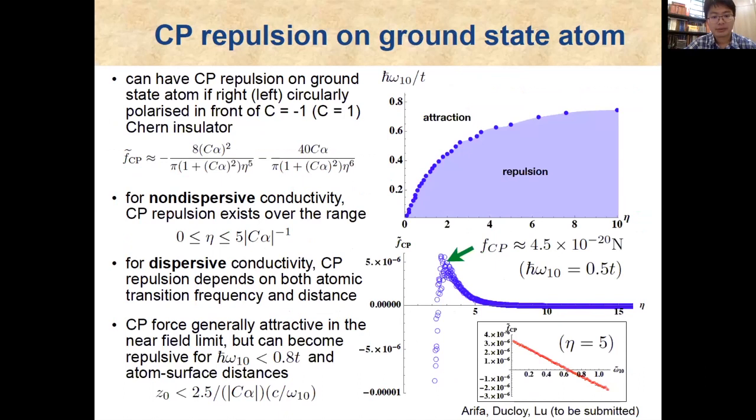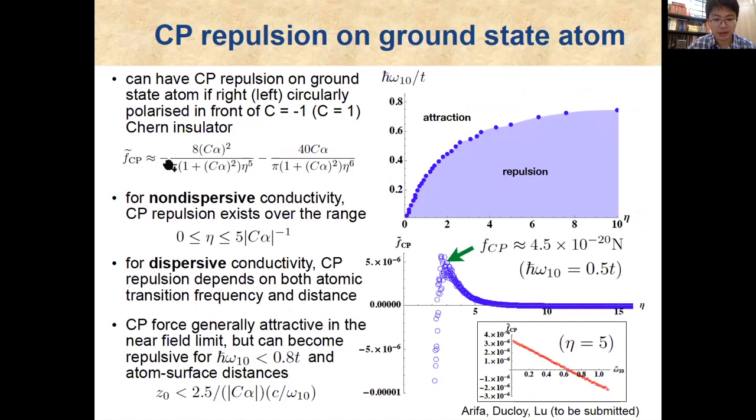Next, we have also looked at the Casimir-Polder interaction on a ground state atom. Previously we looked at excited state and now we're looking at the ground state. We find that the Casimir-Polder repulsion can still exist if we have the same dipole configuration of a right circularly polarized atom in front of a C equals minus one Chern insulator. And this formula is obtained in the far field region where the assumption of non-dispersive conductivity is a good approximation.